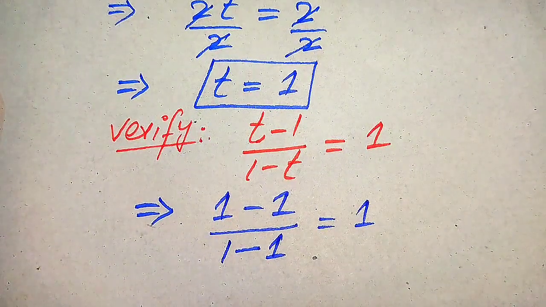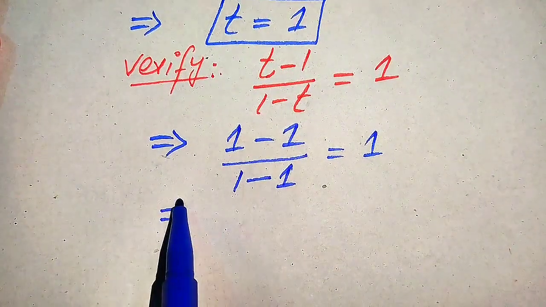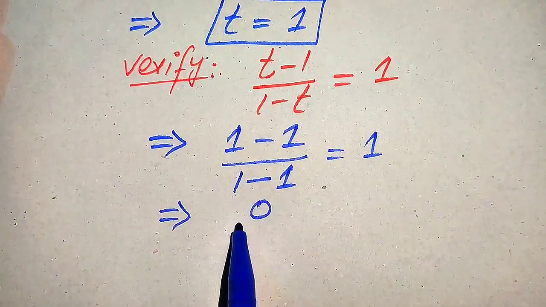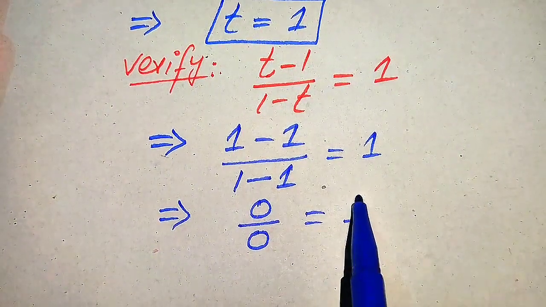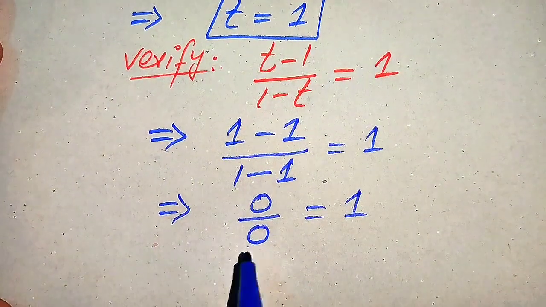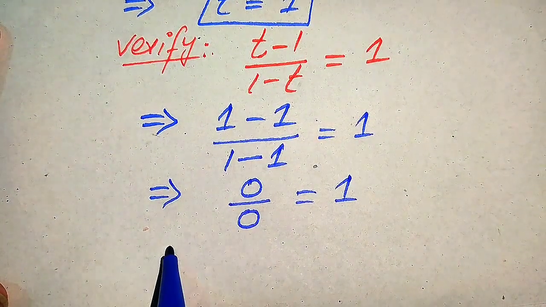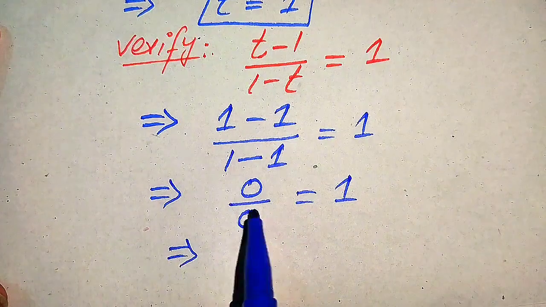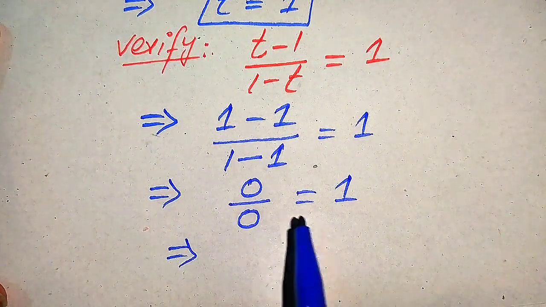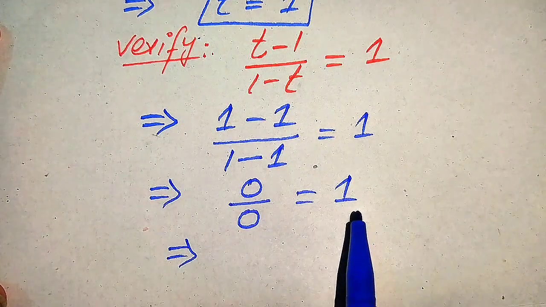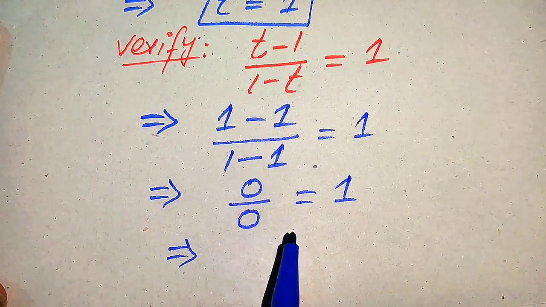And now you focus on both of these terms and you see here 1 minus 1 becomes 0, and this 1 minus 1 also becomes 0. So this is equal to 1, and here you see that 0 over 0 is an indeterminate form, so we cannot solve these types of questions. It means that this is not a solvable term. So you see that 0 over 0 is not equal to 1. So both of the sides are not equal.